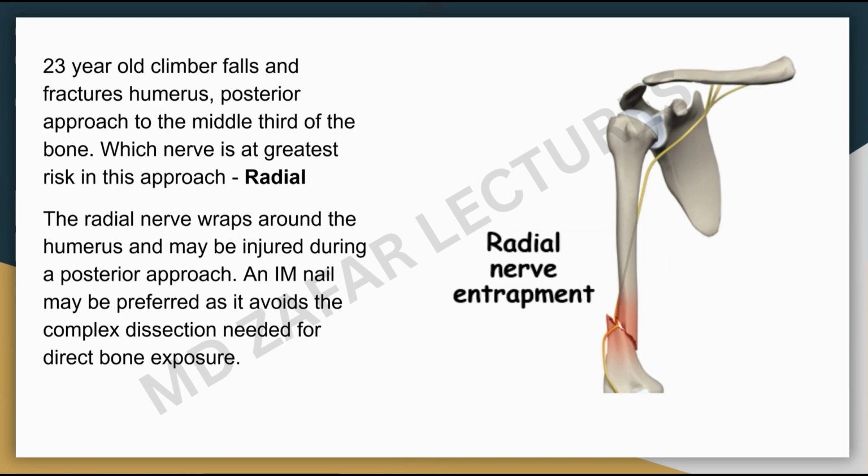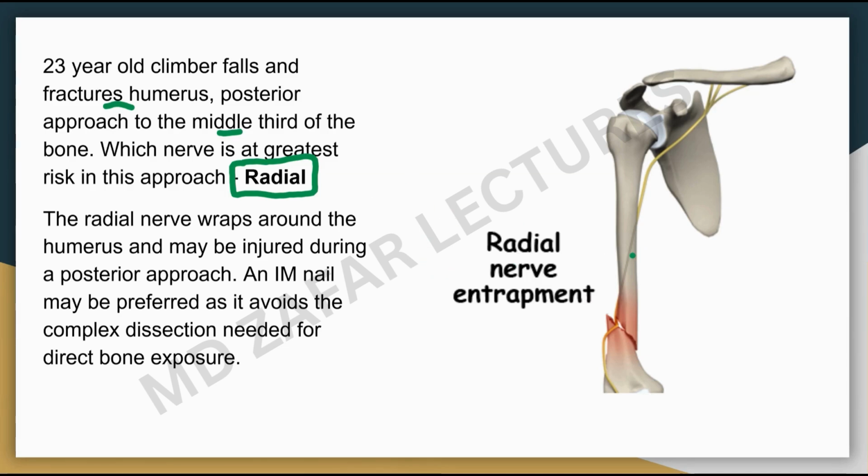So next up we have a 23-year-old climber who falls and fractures his humerus. A posterior approach to the middle third of the bone was used. Which nerve is at greatest risk in this approach? These MCQs have different statements but the same answer. The concept is to build an idea of which areas can be tested, and there are different ways that they can be tested.